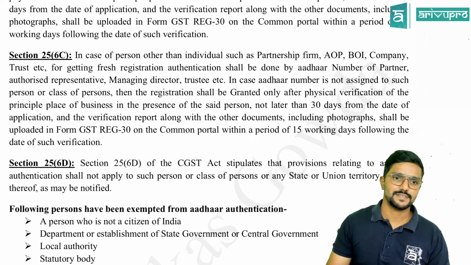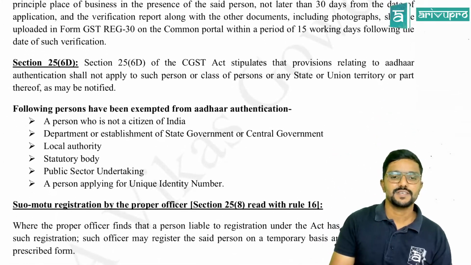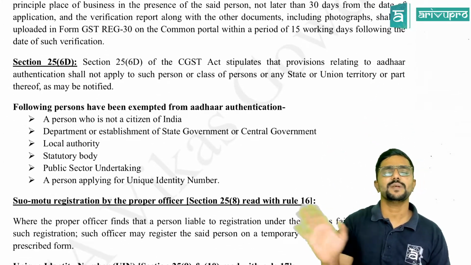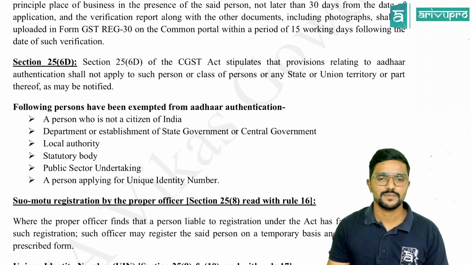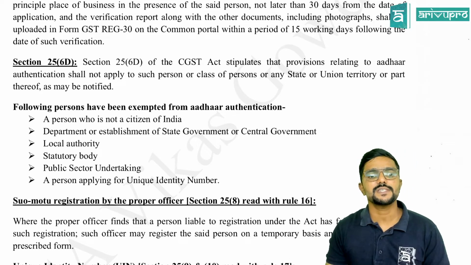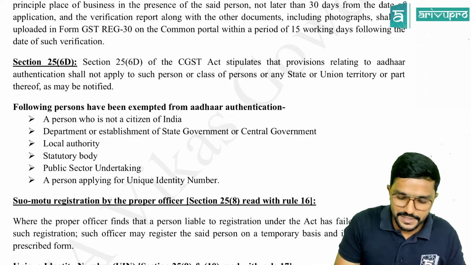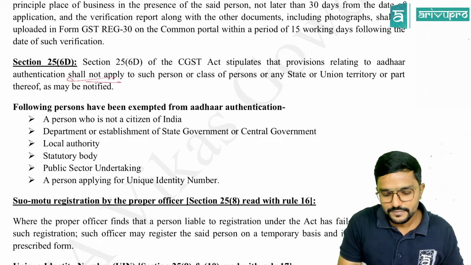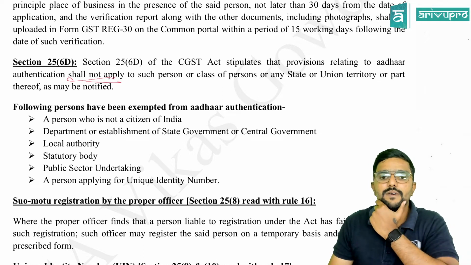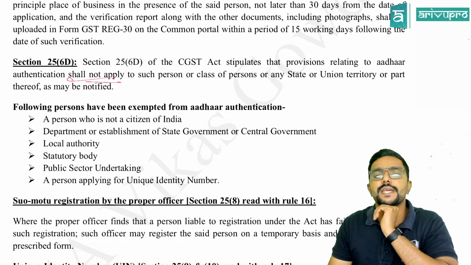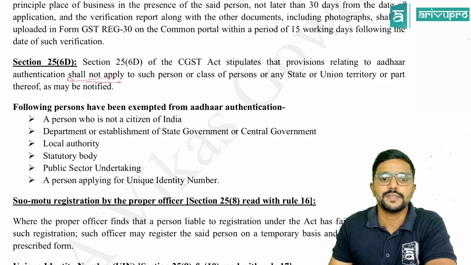Next, coming to 6D. 6D is telling us that for the following people, Aadhaar authentication is not applicable. Who are those? Section 25 subsection 6D of the CGST Act stipulates that provisions relating to Aadhaar authentication shall not apply to such person or class of persons or any state or union territory or part thereof as may be notified. So the following persons have been exempted from Aadhaar authentication.